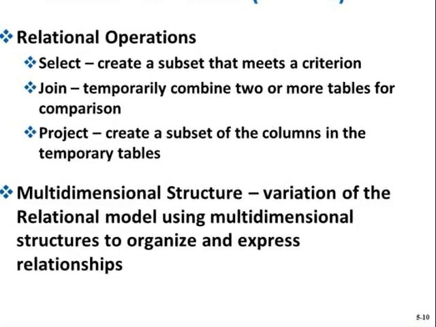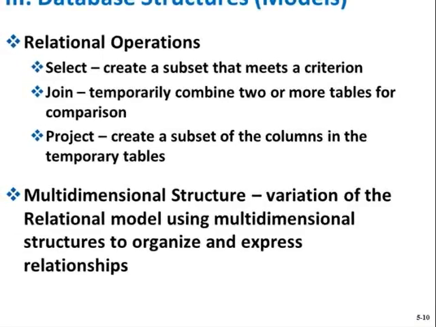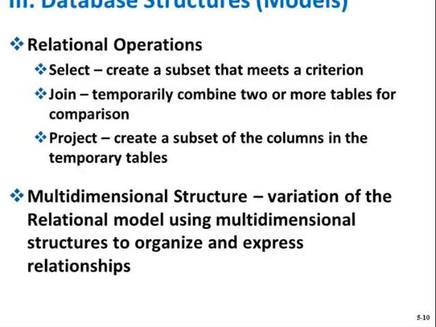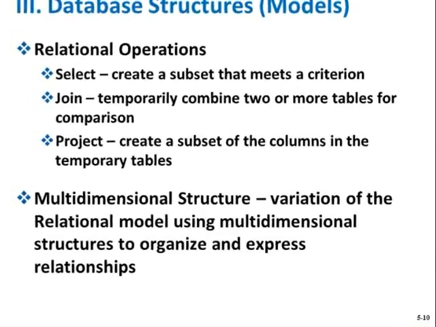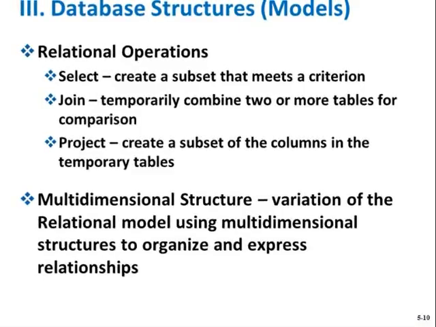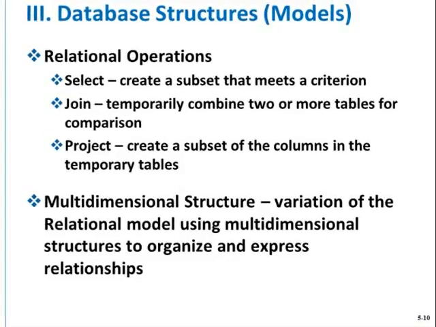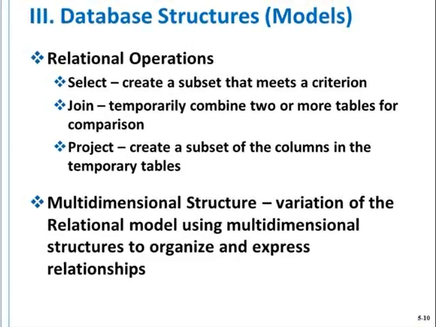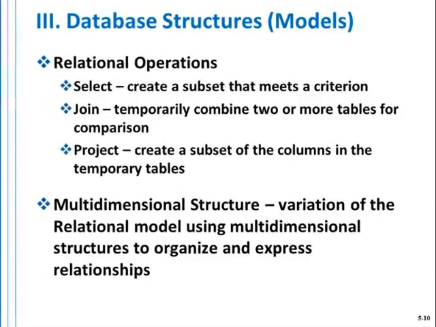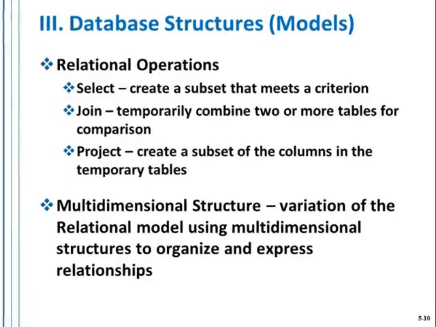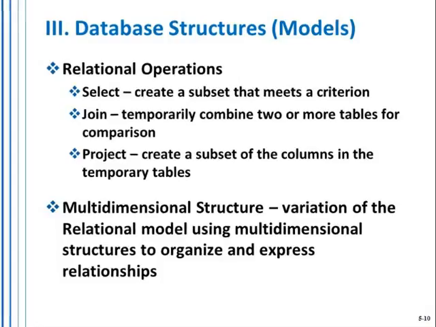Then the join command allows us to combine two or more tables together on a temporary basis so that we can perform specific operations like displaying information on the screen or printing a report. Then we have the third operation, which is called project, which is creating a subset of the columns in temporary tables so that we can perform mathematical operations faster, and we can also produce reports and display information on the screen more effectively. Then the last structure is called a multidimensional structure.